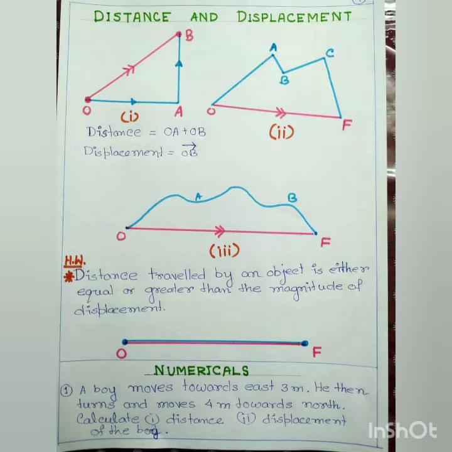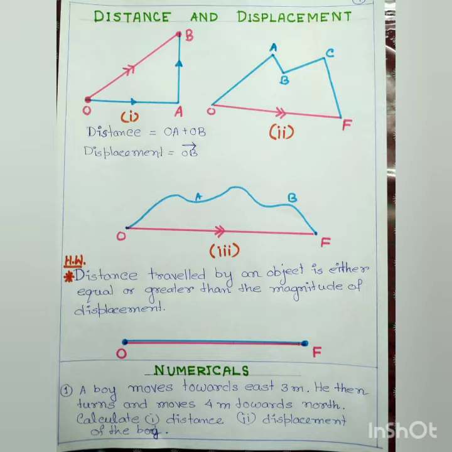Here, O is the starting point, and a moving object is moving towards east and it goes to the point A. And then again it turns and moves towards B along the north direction. So see here, O is the initial point and the final point is B. Now if I ask what is the distance of this moving object? Here distance will be OA plus AB, the total distance of OA plus AB.